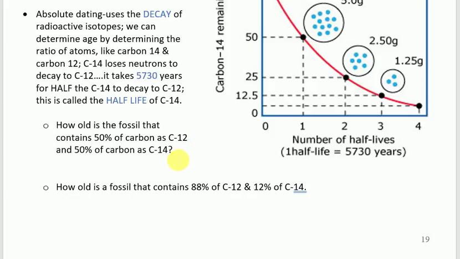So if we are asked how old is the fossil that contains 50% of carbon as C12 and 50% of carbon as C14, then it would be 5,730 years old. How old is a fossil that contains 88% of C12 and 12% of C14? So it's about three times more. As simple as it sounds, you would basically multiply that 5,730 years by 3. So it would actually be 17,190 years old.